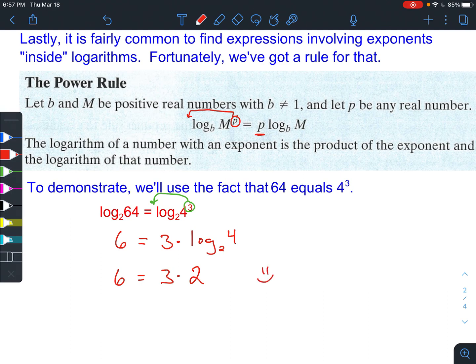Again, just a little verification that this rule here actually makes a little bit of sense.